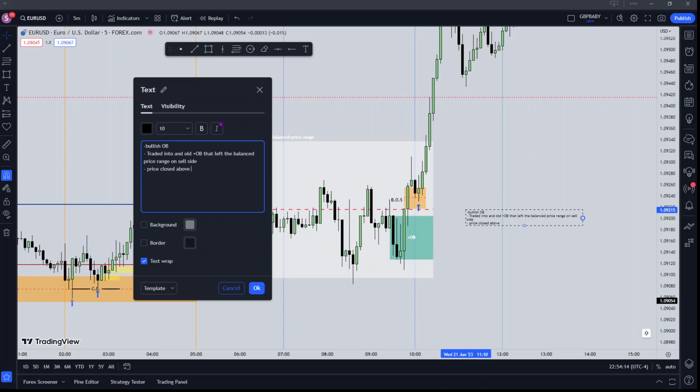Price closed above the 50% level of the trading range, whilst taking out a swing high. Created a fair value gap. And price respected the 50% level of it.